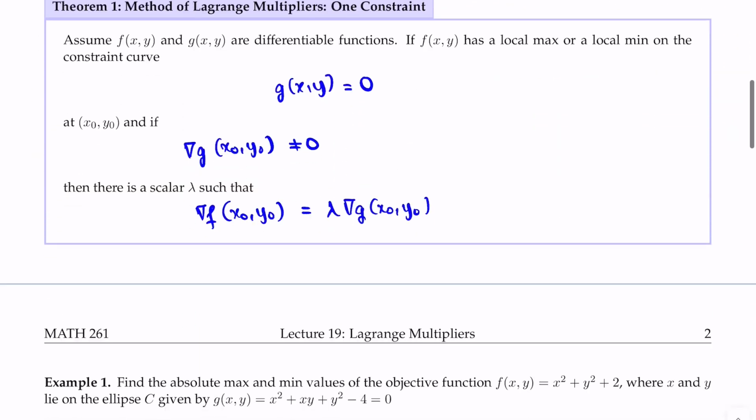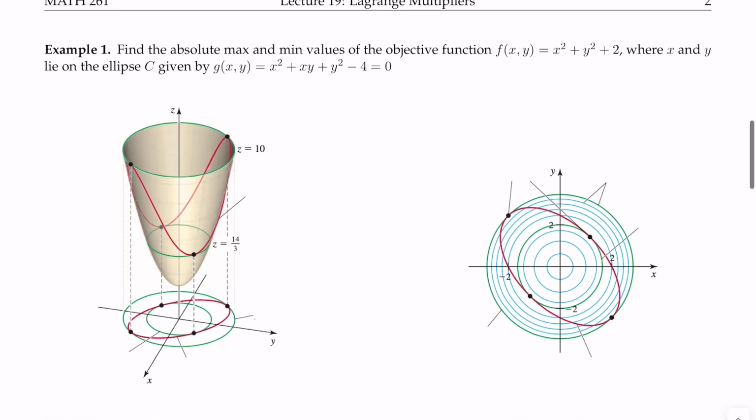Now let's take a look at the following example. In example 1, we want to find the absolute maximum and minimum value of the objective function f of x comma y equal to x squared plus y squared plus 2, where x and y lie on the ellipse C given by the function g of x y equal to x squared plus xy plus y squared minus 4 equal to 0. Let's fill out some important information on the graph of the functions here.